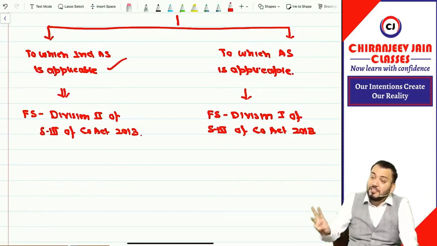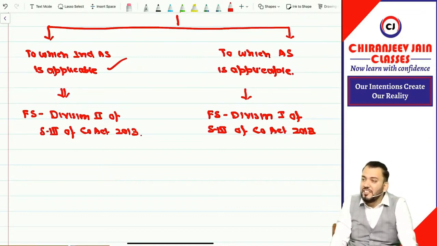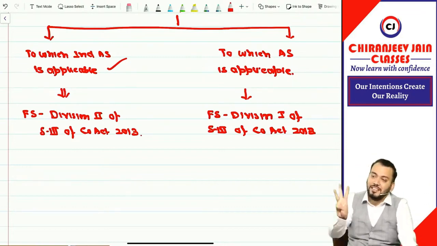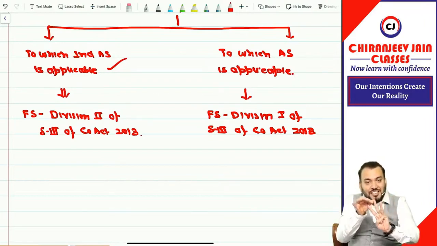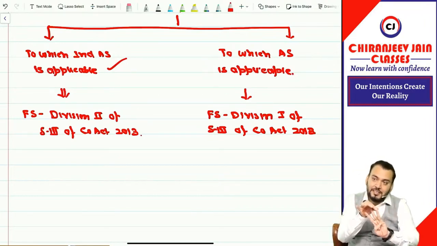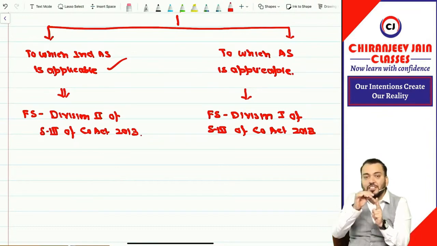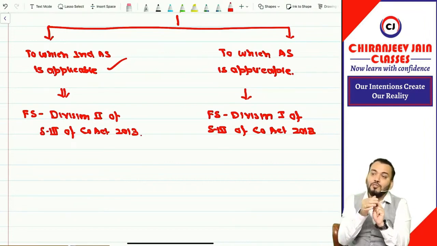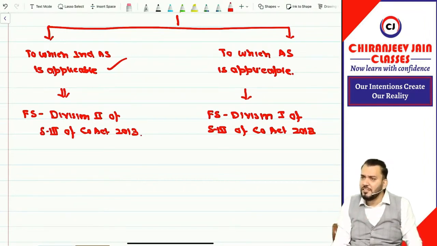Any doubt? So how many divisions are there in Schedule 3? There are 3 divisions: Division 1, Division 2, Division 3. Division 3 is not in our syllabus. Division 1 is not in our syllabus. Only Division 2 is in our syllabus.